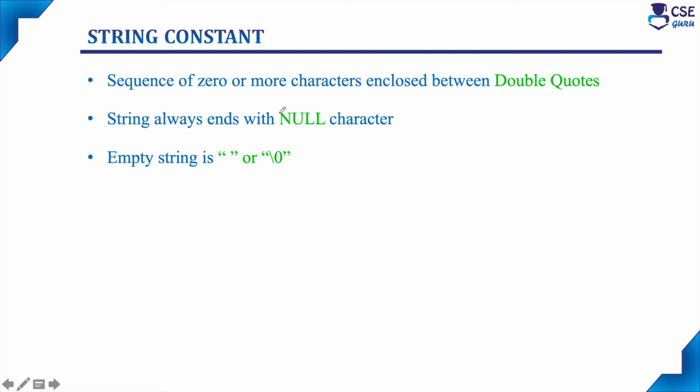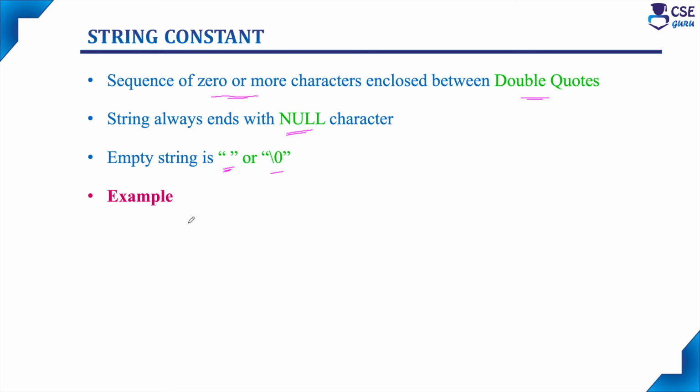Next is string constant. A string constant is a sequence of zero or more characters enclosed within double quotes. Character constants are enclosed within single quotes, and string constants are enclosed within double quotes. The string always ends with a null character, which represents the end of the input string. So an empty string is either an empty pair of double quotes or double quotes enclosing \0.